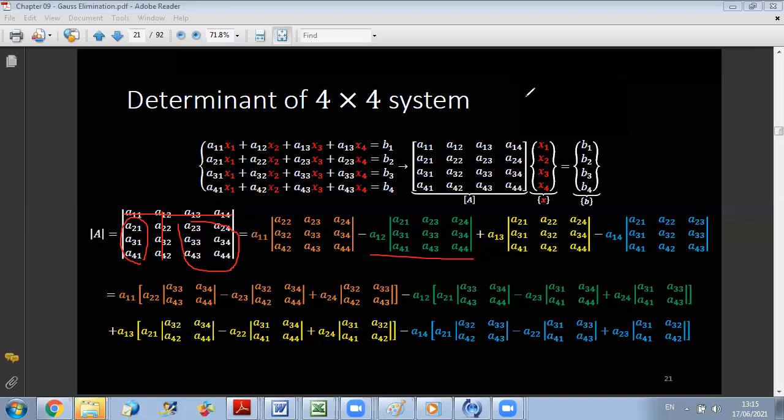I put it here. I move now to the third element, plus A13. I drop the row and the column. The remaining elements will be these. They form a matrix of 3 by 3. I put it here. And then finally, I have plus, minus, so the last term will be minus A14. I drop the row and the column, and I have it times the determinant of this matrix.